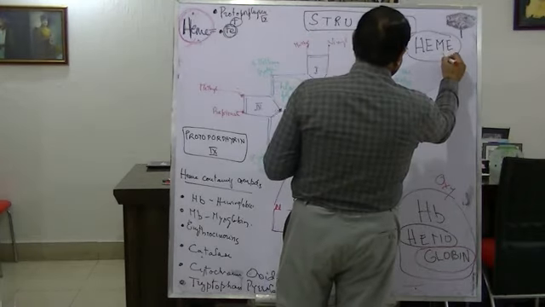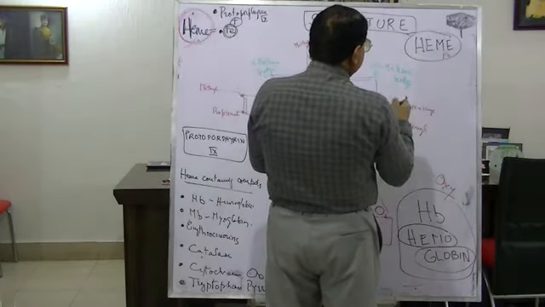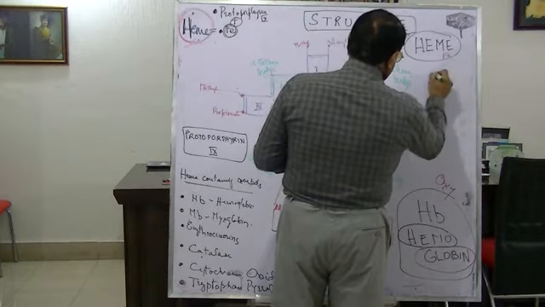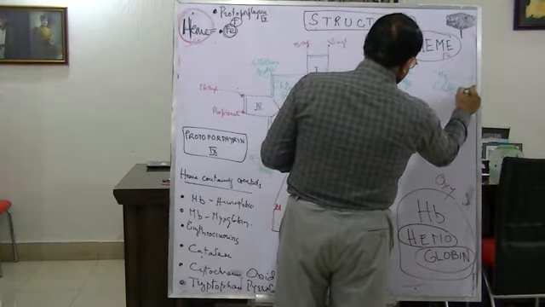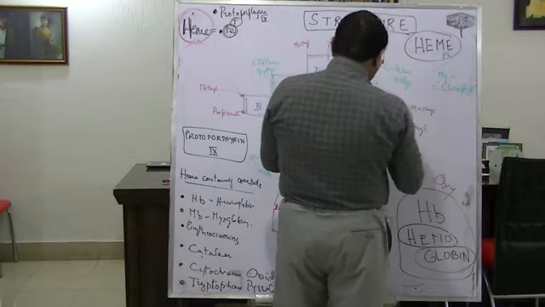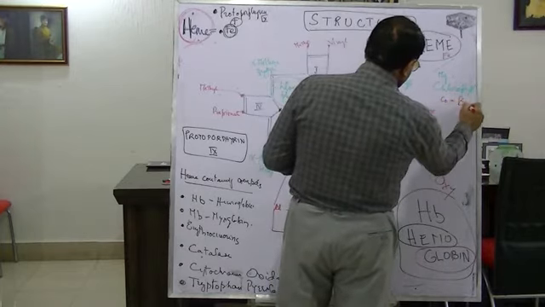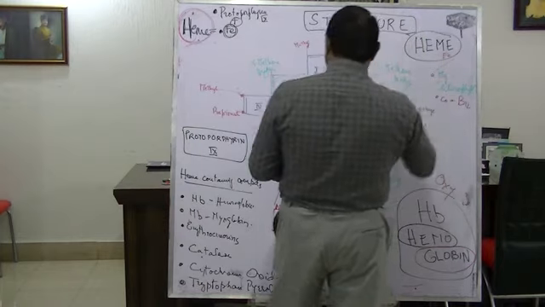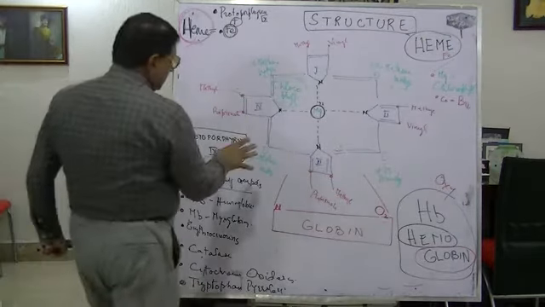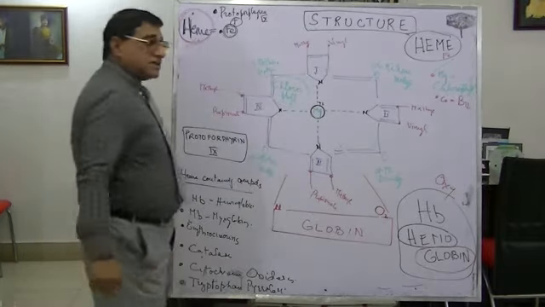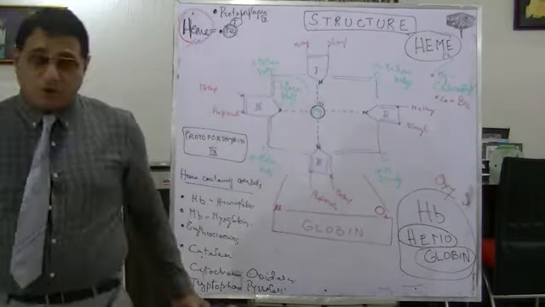It contains iron. And if there was no iron, if there was magnesium, it would have been chlorophyll. And with mild alteration in the structure, if it was cobalt, it would have been B12 vitamin. So these structures are somewhat similar. In heme, if iron is replaced by magnesium, it would have been chlorophyll of the plants.